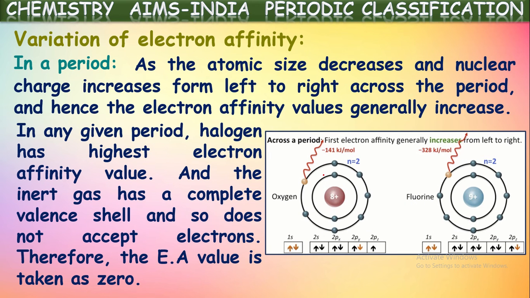If you take two elements, oxygen and fluorine, from oxygen to fluorine size decreases, isn't it? And the nuclear force of attraction on the outer electrons will be more. So it can attract that electron very easily and more amount of energy can be released by fluorine. So fluorine is the element with greater electron affinity than oxygen in that period.